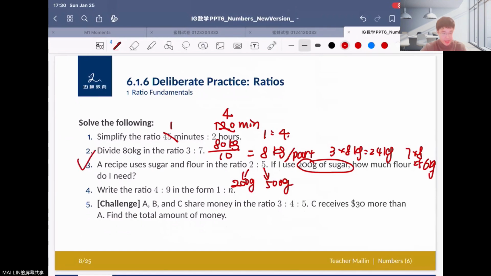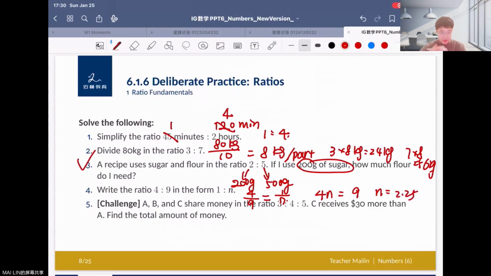For the fourth question, write the ratio 4 versus 9 in the form 1 versus n. So 4 over 9 equals 1 over n. You write it as fractions and multiply both sides by 9n, so 4n equals 9. So n is 2.25, okay? That is for this problem.